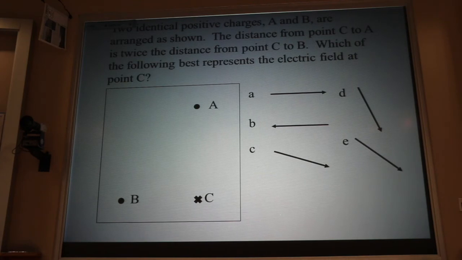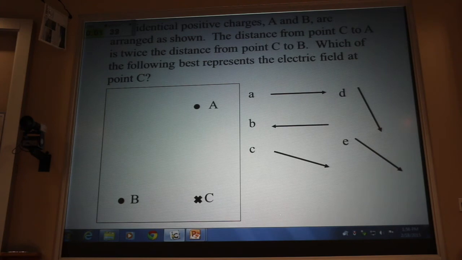Now, which of those directions gives the direction of the electric field at point C with your clicker, people? Okay, get done. It does matter because you've got points.